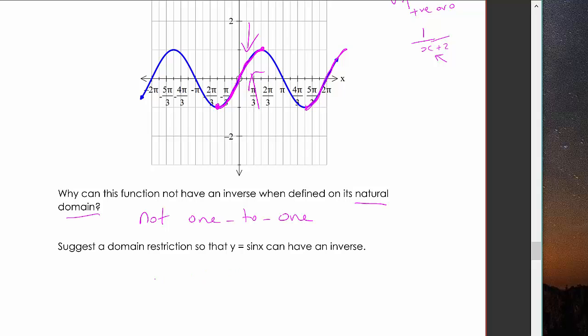So what we're going to do is we're going to say x is a real, x is more than or equal to negative pi by 2, less than or equal to pi by 2. Sometimes people don't state the x is a real bit, sometimes that's taken as read.